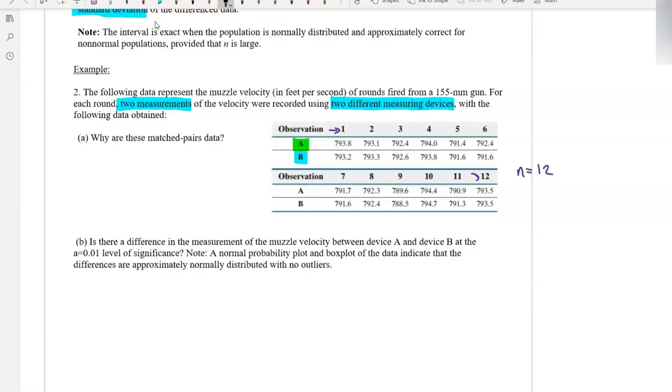And part A: why are these matched pairs data? So see here we're working on 2 measurements. That is the reason for this part, because we used 2 devices and we had 2 measurements.